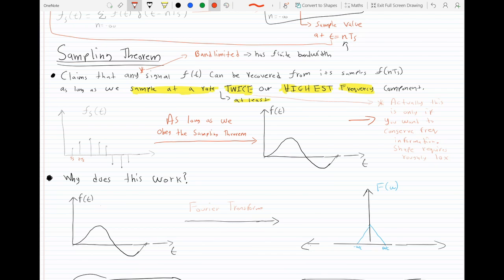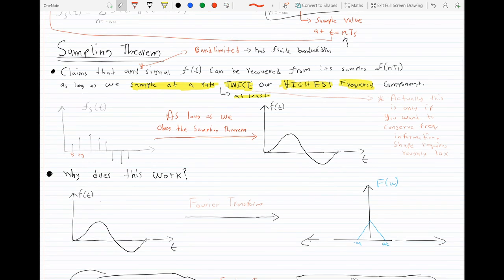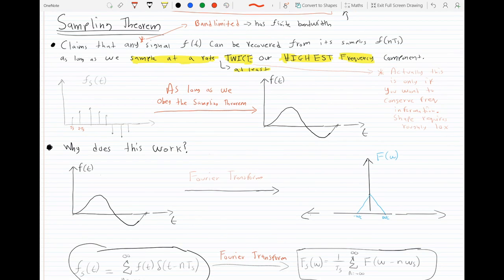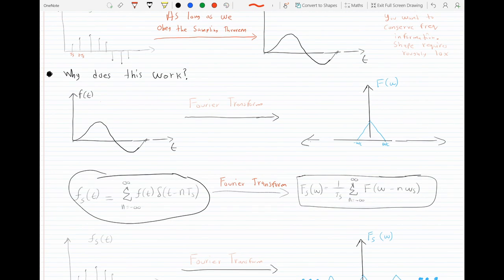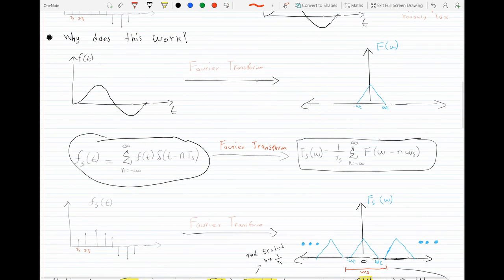This is only valid if you want to conserve frequency information. If you need to conserve information about the shape of a signal, you have to sample at higher rates. So, we should now understand why this sampling theorem works.